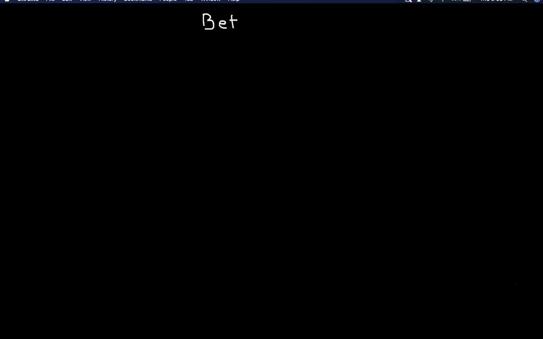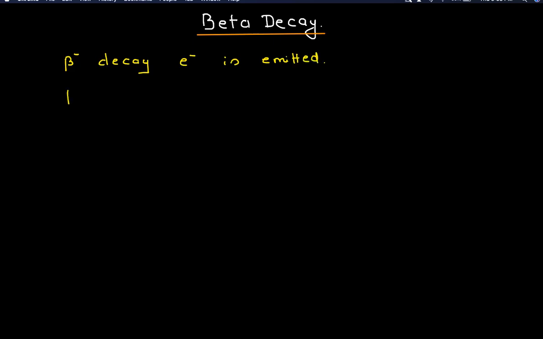Write down beta decay. Okay, beta decay can be of two types: beta minus decay, wherein an electron is emitted, and beta plus decay, wherein a positron is emitted.